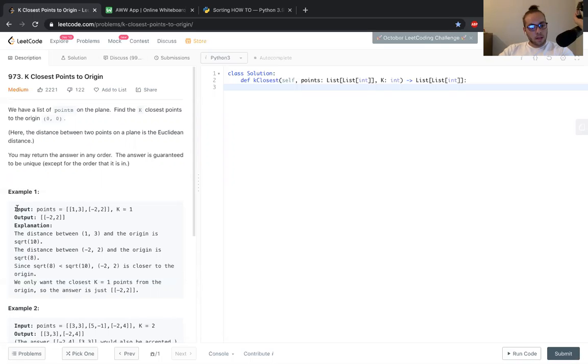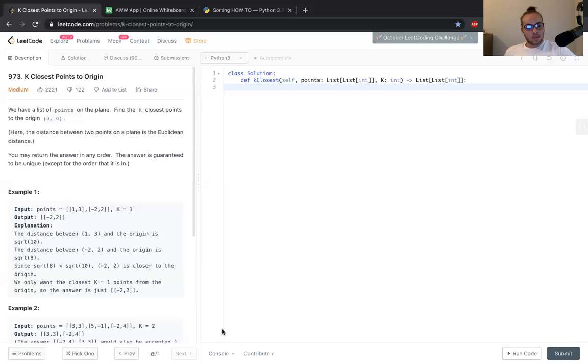So here we have points. We're given 2 points, 1, 3, negative 2, 2. We realize that points are given to us in an array of arrays. And then here we're only supposed to return 1 point, which is k, the k closest point. So the closest point is negative 2, 2. You can think of this as x and y.